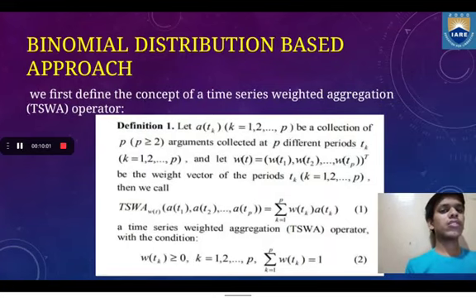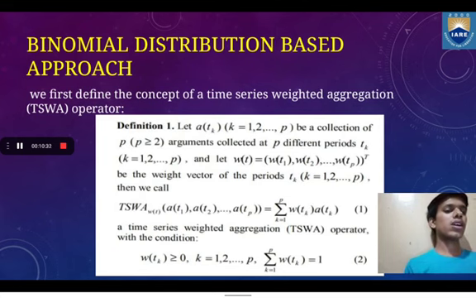So for that we use the binomial distribution approach because it is very easy, and it easily gives us the answer. We first define the concept of a time series weighted aggregation operator, that is TSWA. So, the definition for the binomial distribution based approach.